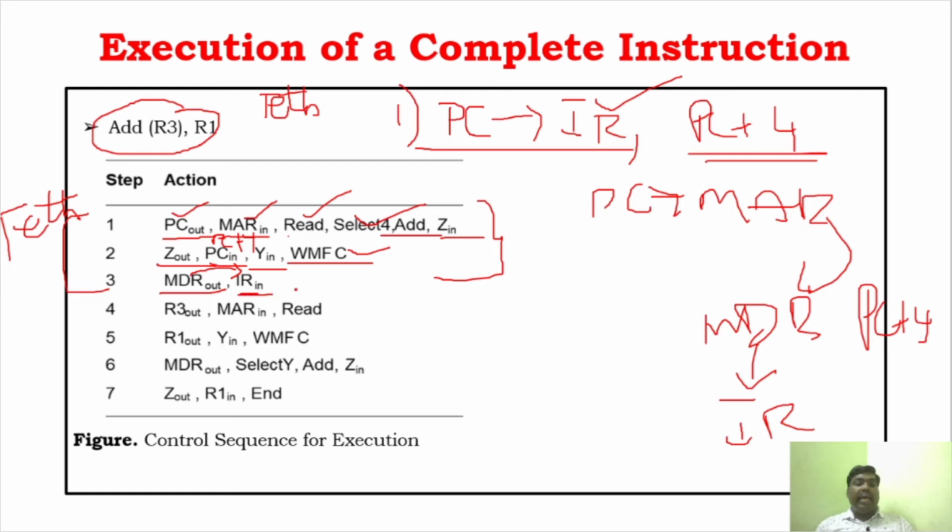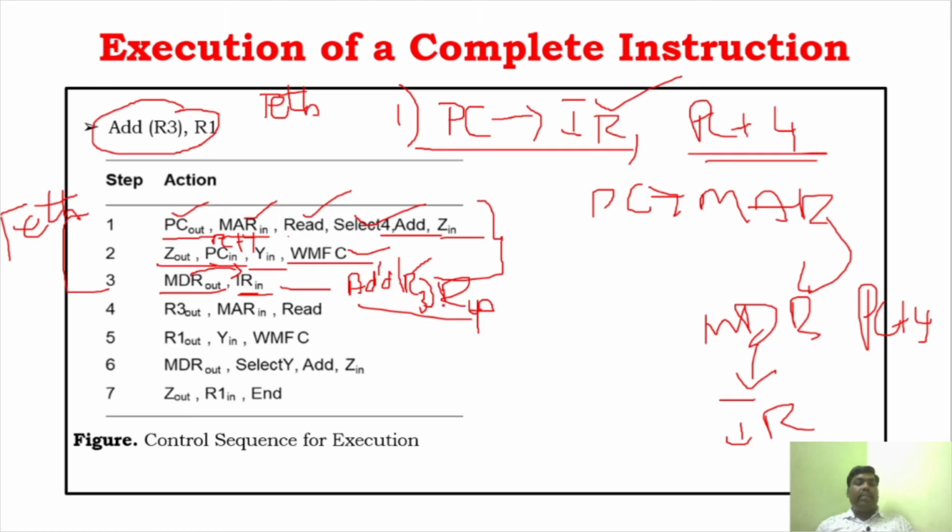You can see here IR in. That is, IR now will have this particular instruction, add R3 and R1. This instruction will reach the instruction register. Only now the instruction will be decoded. The processor will decode this instruction. After decoding, it will understand that we need an ALU, and we need the content of R3 and the content of R1, correct? So that we have to add, right?